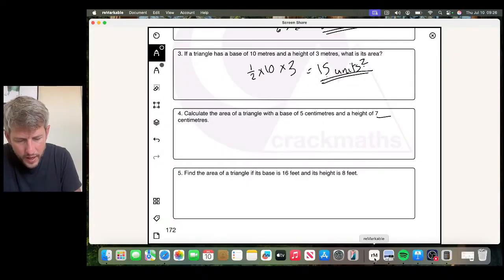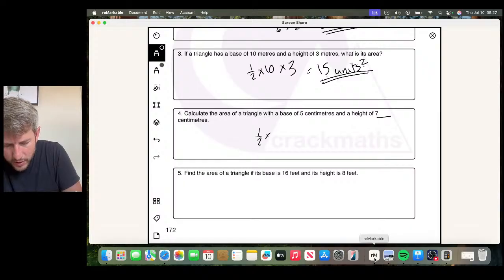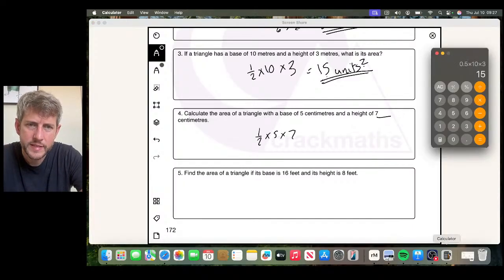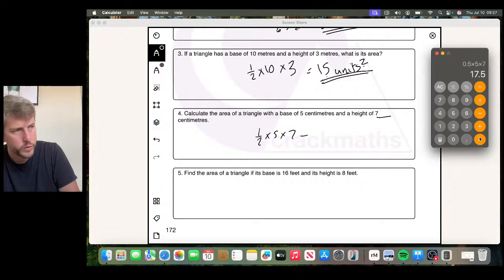Okay, so half times 5 times 7. Okay, I will just use the calculator here for this one. So remember, half is 0.5. 0.5 times 5 times 7 equals 17.5 units squared.